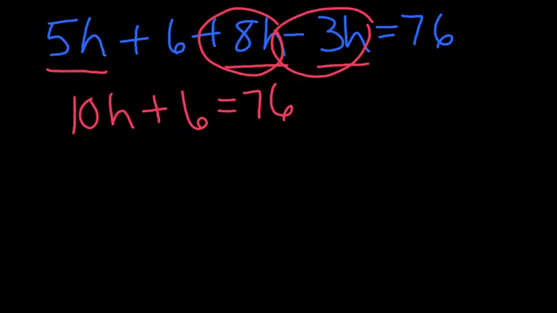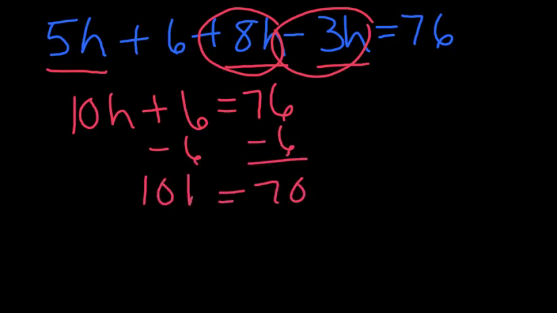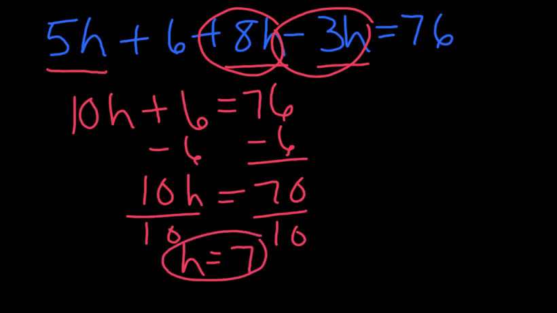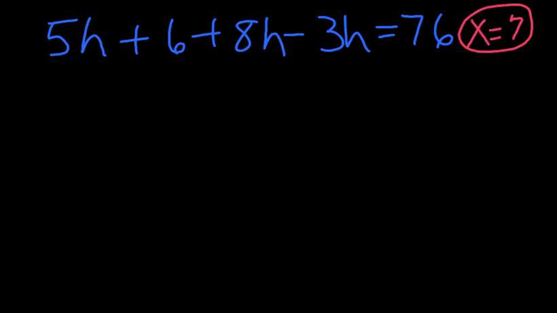Now we're going to solve. So minus 6, minus 6. Divide by 10. Divide by 10. So h equals 7. Now we have to check it. What do we have to do to check? We have to check in the original problem. Now we're going to check. So we're going to put 7, which is what we got when we worked it, back in the h's spots.